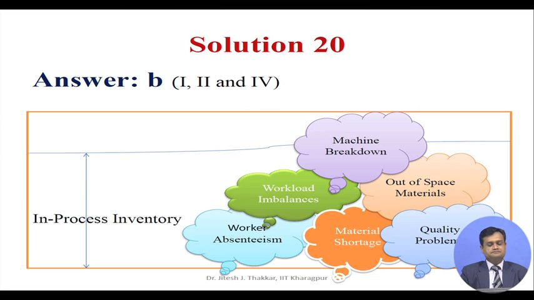So basically, if you look at the in-process inventory, then machine breakdown, material shortage, worker absenteeism, these are the factors which basically contribute towards the inventory.